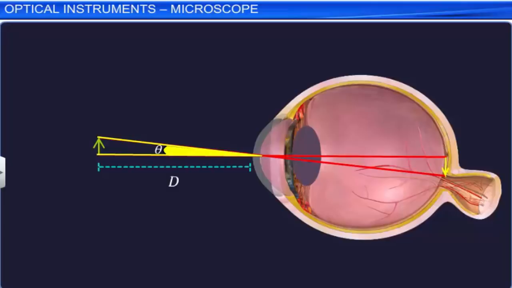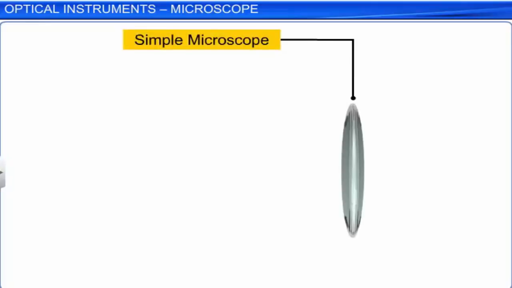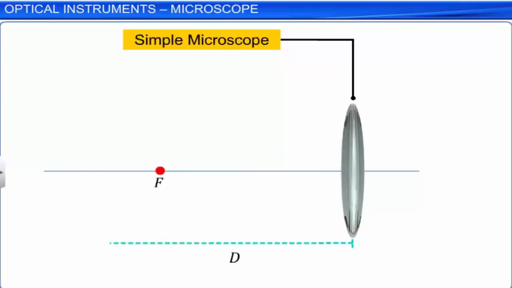But a simple microscope or magnifier can be used to view such objects without any strain on the eye. A simple microscope is a converging lens of a small focal length. If it is placed between the eye and the object such that the object distance u is less than its focal length, then the erect magnified virtual image of the object is formed beyond the near point.